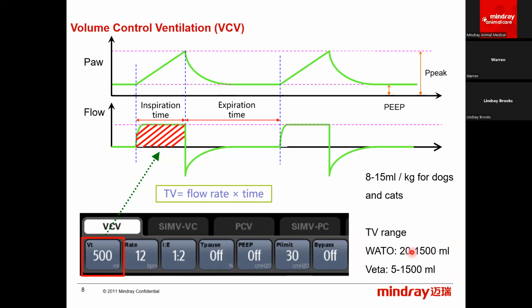Our Watto machine can go down to 20 mils of tidal volume, and our Vita 5 can actually go down to 5 mils of tidal volume. So that's great for your smaller patients, you know, your little kitten with a congenital diaphragmatic hernia. If you have a patient that's half a kilogram, a 10 mil per kg tidal volume for that patient is 5 mils. So you're going to be able to more safely and more confidently ventilate smaller patients on this Vita 5.